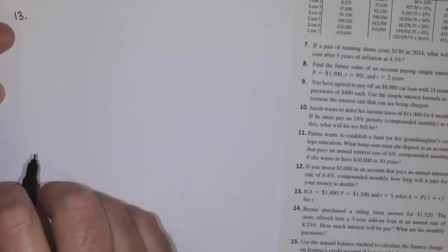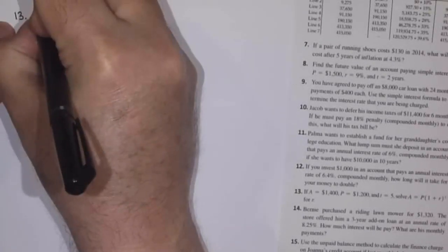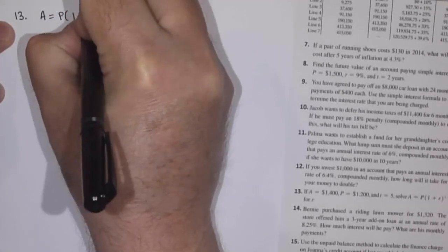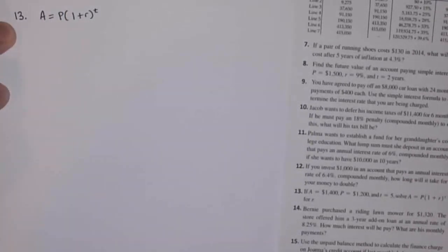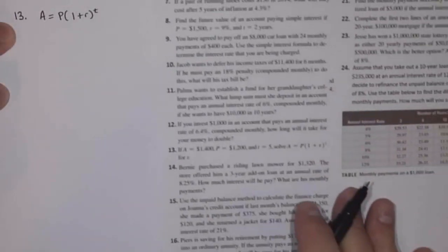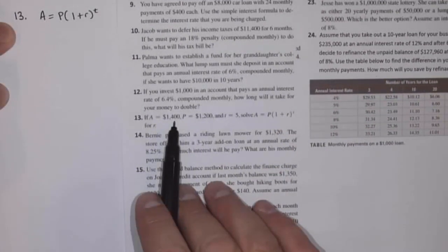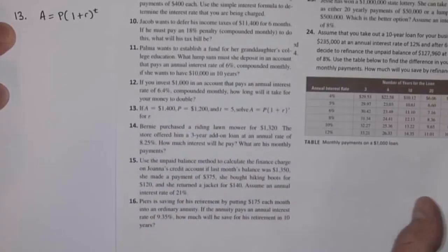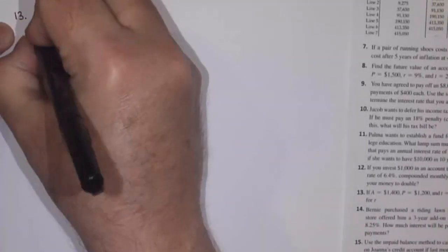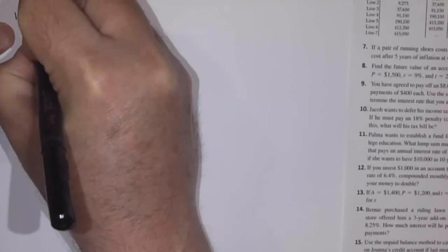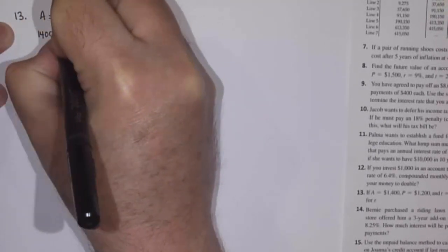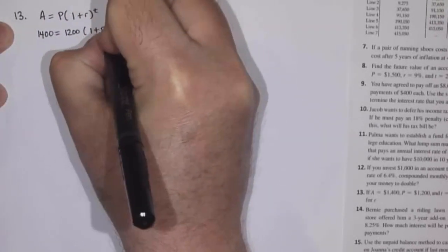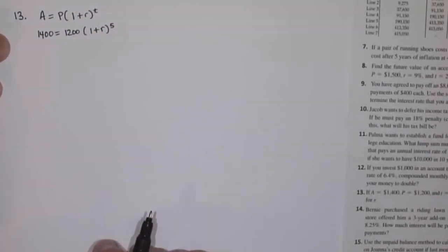Number 13, we again have the formula A equals P times (1 plus R) raised to the T power. We're told in the problem that A equals 1,400, P equals 1,200, T equals 5. So if I fill those values in, I have 1,400 equals 1,200 times (1 plus R) raised to the 5 power.